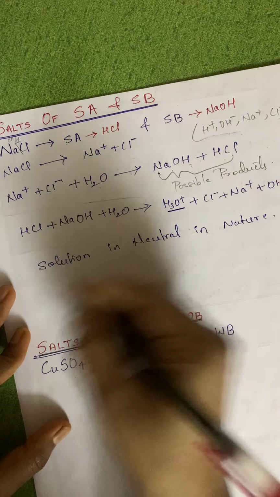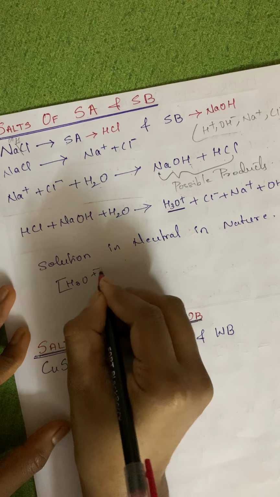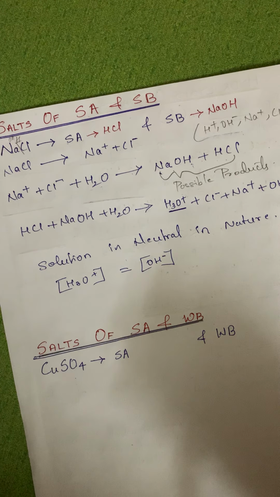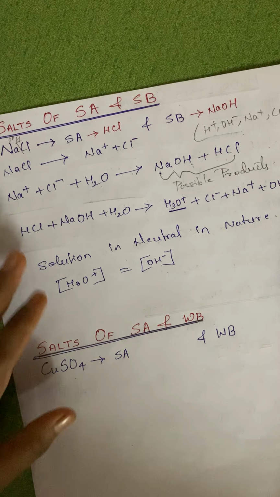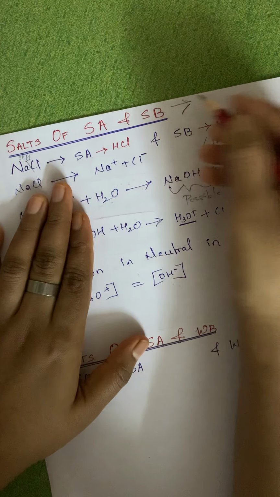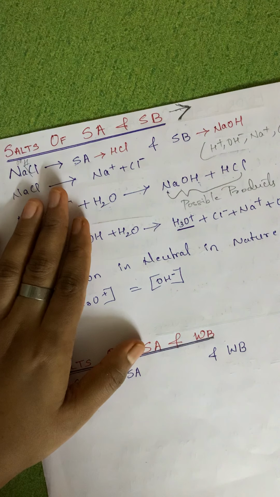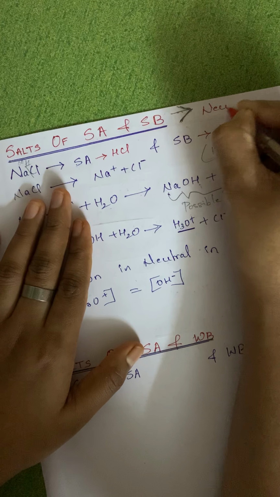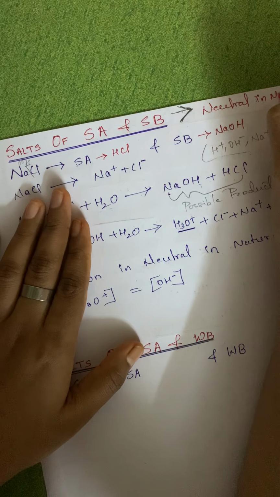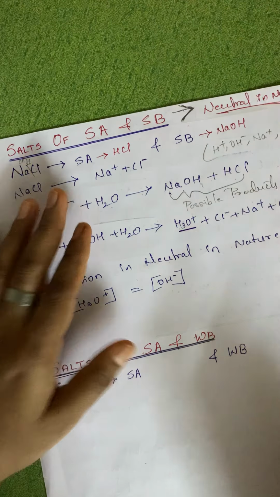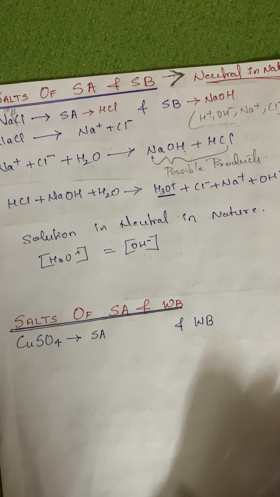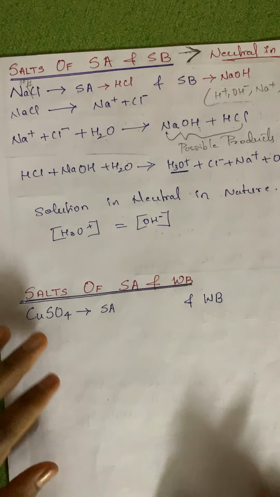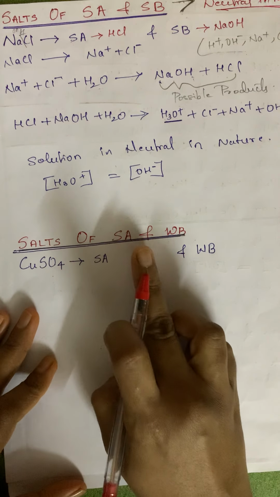Why is it neutral in nature? Because the concentration of H3O plus is equal to the concentration of OH minus. So hopefully till here it is understood. Once again, the conclusion is that a solution of a strong acid and strong base will always be neutral in nature. So if you understood this concept, the rest of the concepts will be very simple. Fine. Now next we'll start with salts of strong acid and weak base.